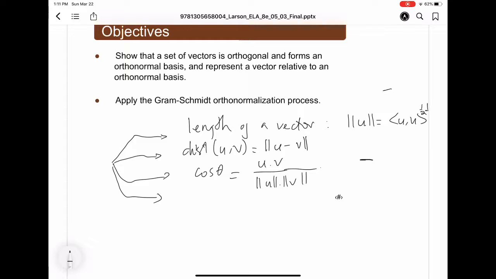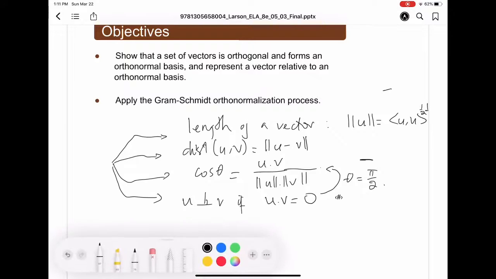And you can determine orthogonality, right? We say that two vectors u and v are orthogonal if the inner product of u and v is equal to 0. Or, in this case, theta is just pi over 2. So now we have the right to talk about orthogonal and orthonormal bases, because that is really important.